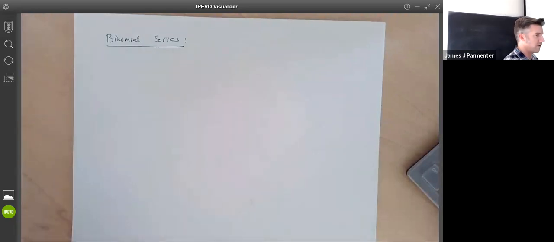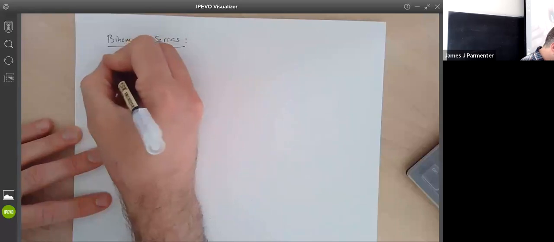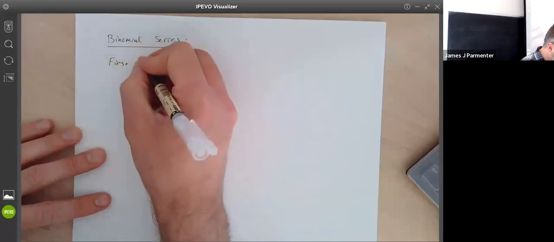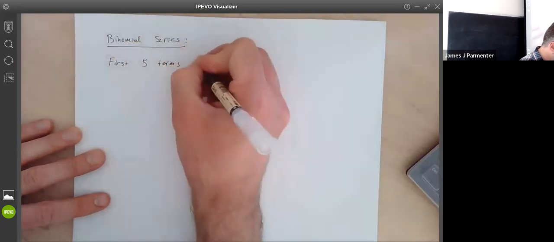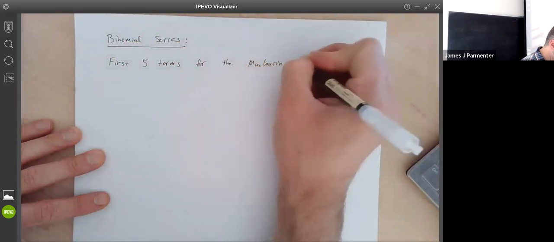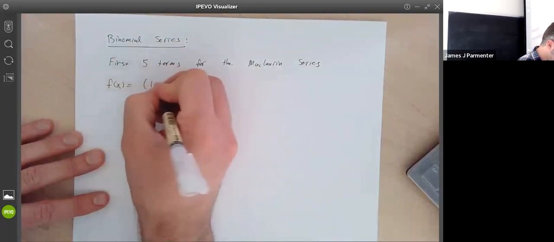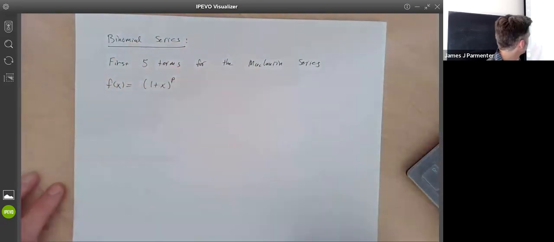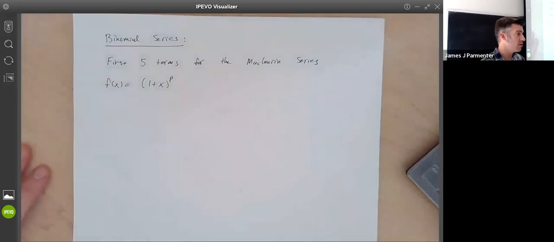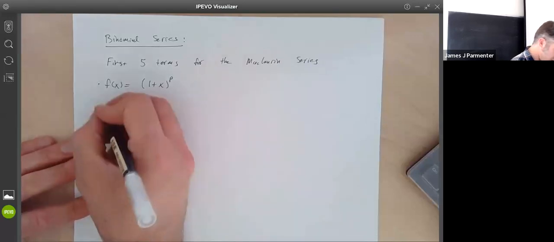So let's go very general, we'll kind of circle back around to that particular example. I want to write the first 5 terms for the very general Maclaurin series f of x equal to (1 plus x) to the p, where p is any power, positive, negative. 0 would probably be weird, right? But whatever. So let's write it out the long way.